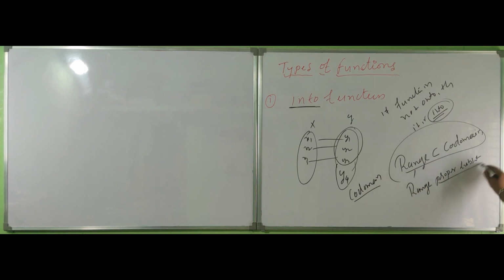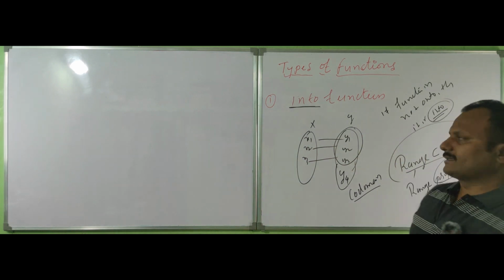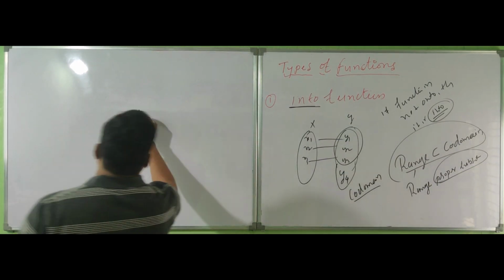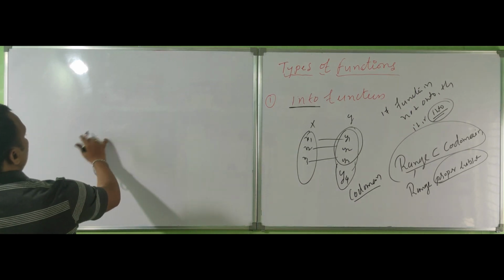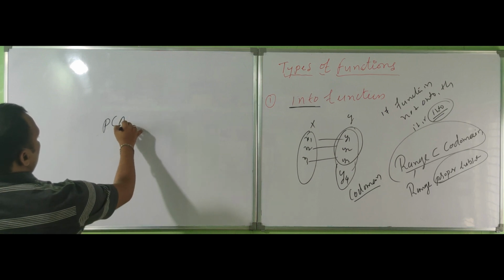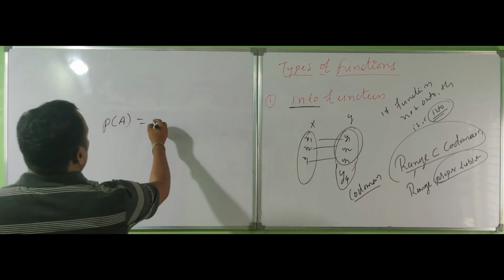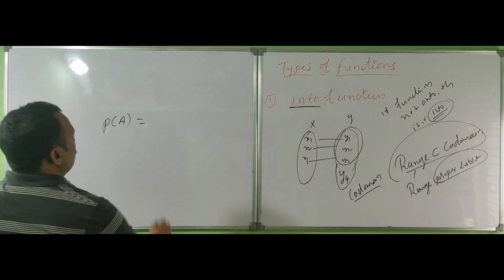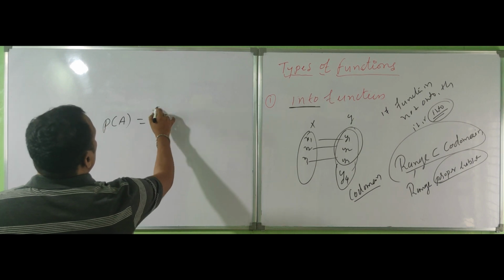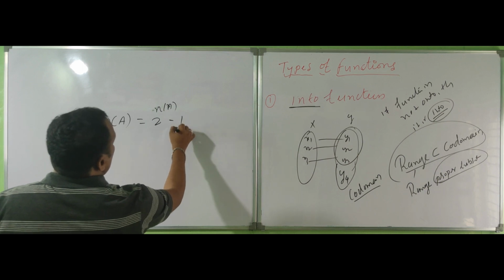What is a proper subset? A subset except itself. For a set A, the number of subsets is 2 to the power n(A), and the number of proper subsets is 2 to the power n(A) minus 1.